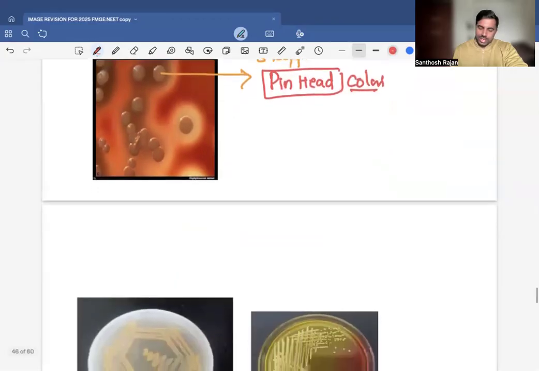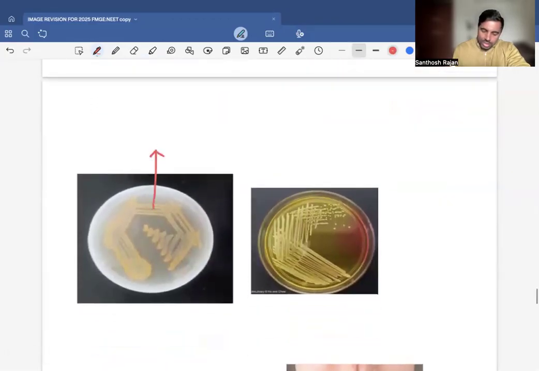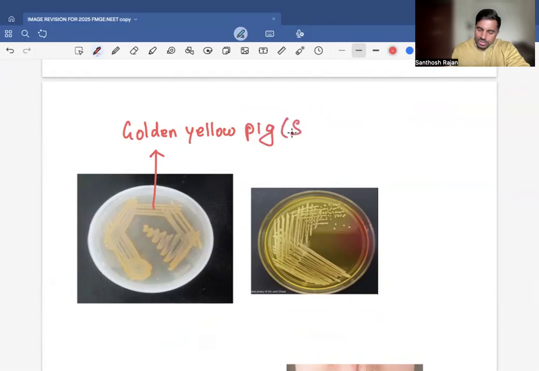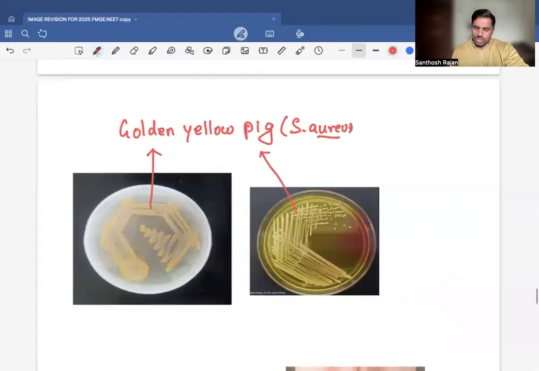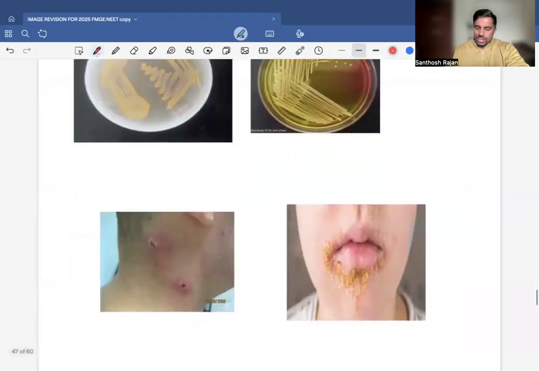And then this is the pigment. This is a golden yellow pigment. Staphylococcus aureus produces golden yellow pigment. Golden yellow pigment means you'll think about Staphylococcus aureus. Very, very easy and simple. Aureus means it's of gold. Again, this is mannitol salt agar. It's a nutrient agar with mannitol salt. Everywhere you see the golden yellow pigment, this is also because of mannitol fermentation. These are all the lesions of your Staphylococcus aureus.